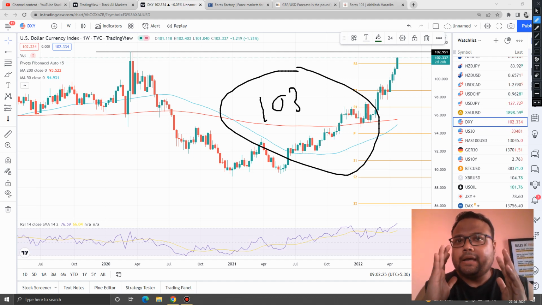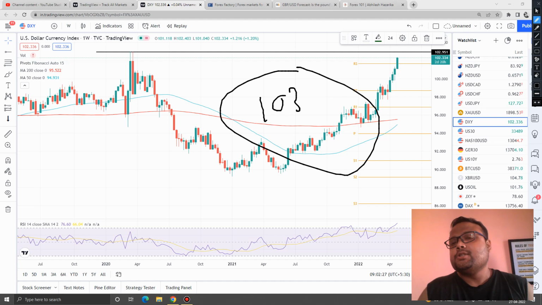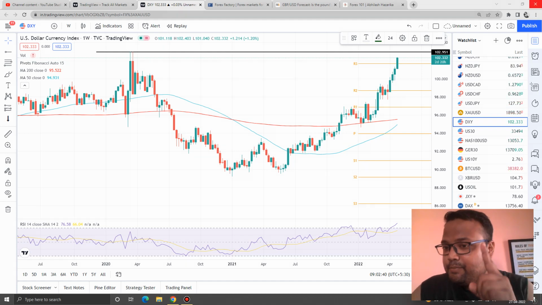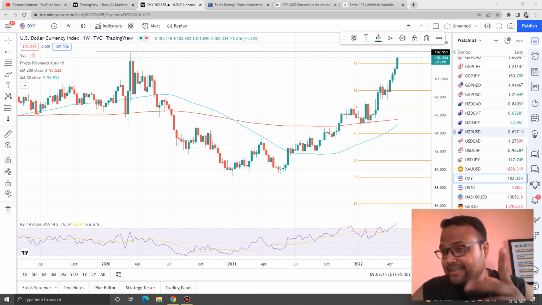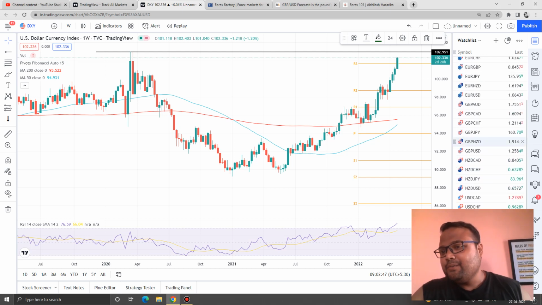But as of now, DXY is not showing any signs of weakness. So be careful, further downside is also possible on the chart of GBP USD or Euro USD. Please keep one eye on the chart of DXY. And now let's look at the chart of GBP USD once.